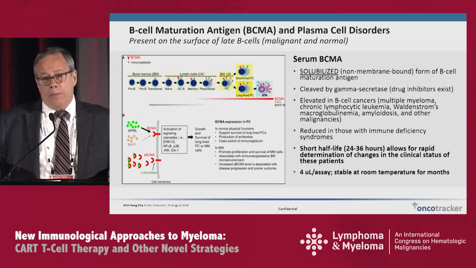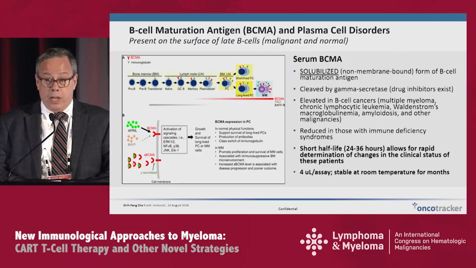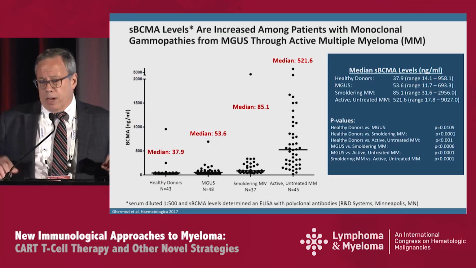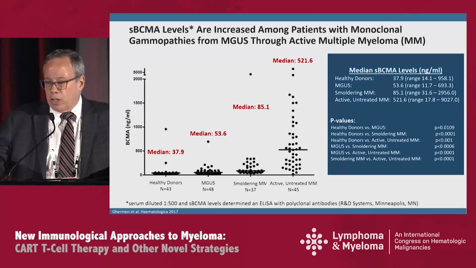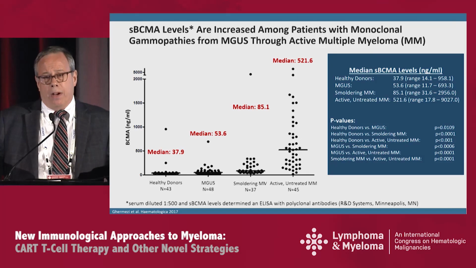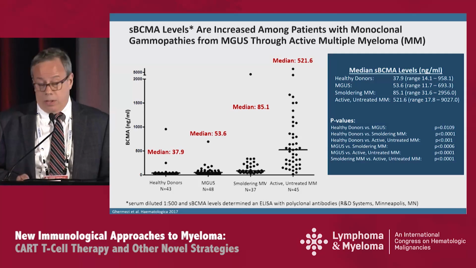It only takes 4 microliters to run the test, and importantly, even though in the patients it's turning over, on the benchtop it's stable, not for days, but for months. So it's very convenient to obtain it and to ship it. So we published data a couple of years ago on age-matched controls versus MGUS versus smoldering and active myeloma, showing a markup from 38, the median in normals, to about 53 in MGUS, to 85 in smoldering, to much higher at 522 in patients with active disease, and those differences are significant between all those groups.